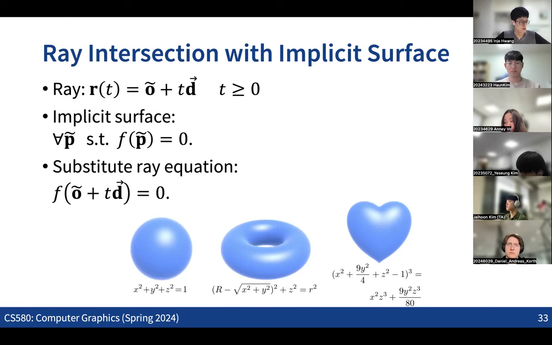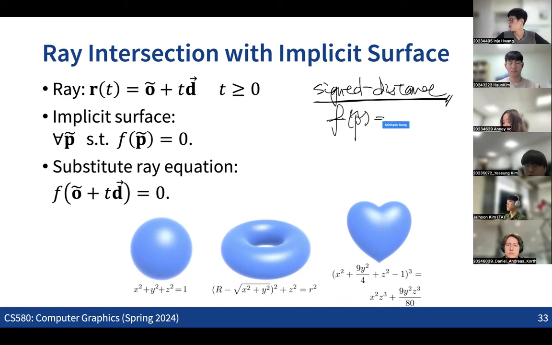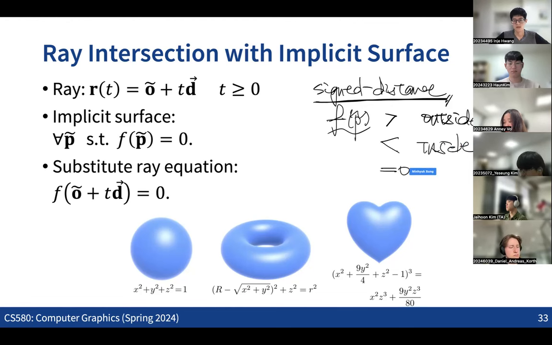But actually, there can be a more efficient way, especially when you have a signed distance representation. Signed distance means we have a function which takes any point in space. If the value is positive, the point is outside. Negative means the point is inside. And if the value is zero, the point is exactly on the surface, right? So this is the signed distance function representation for 3D objects.